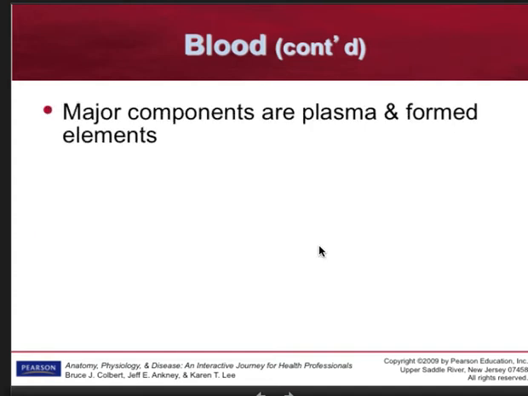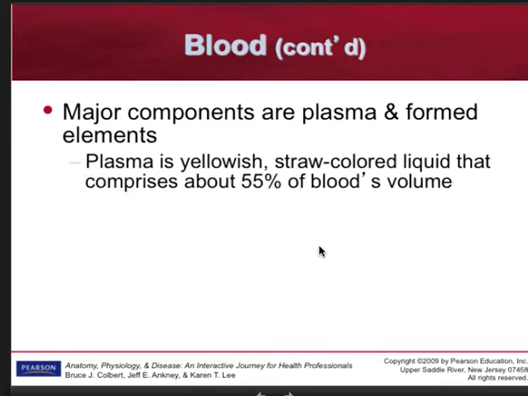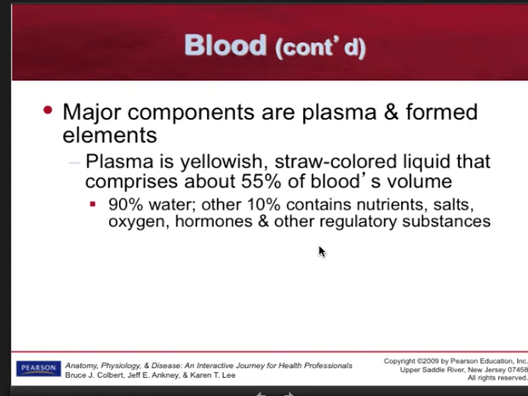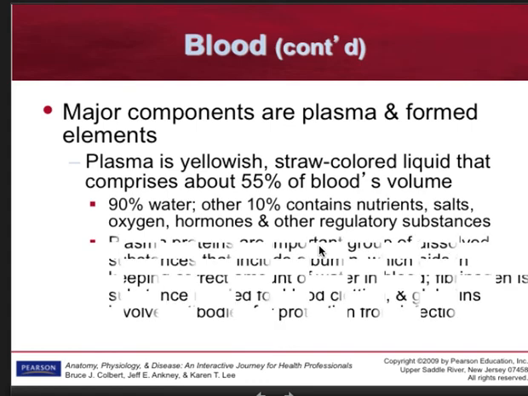The major components are plasma and the formed elements. The plasma is basically the liquid component of blood. It's primarily protein, water, dissolved ions, and it makes up a little over half the blood's volume. It's 90% water, 10% nutrients, salts, oxygen, hormones, and other regulatory substances.